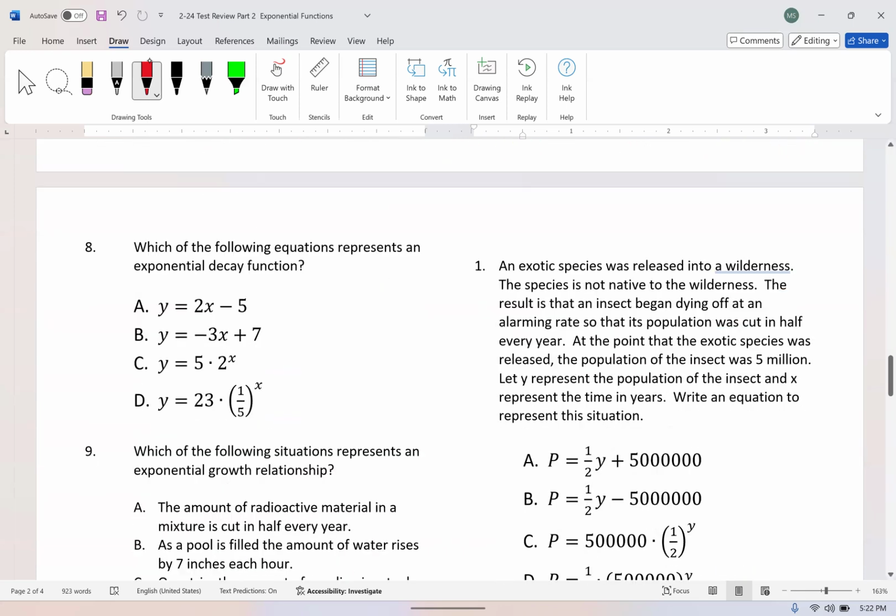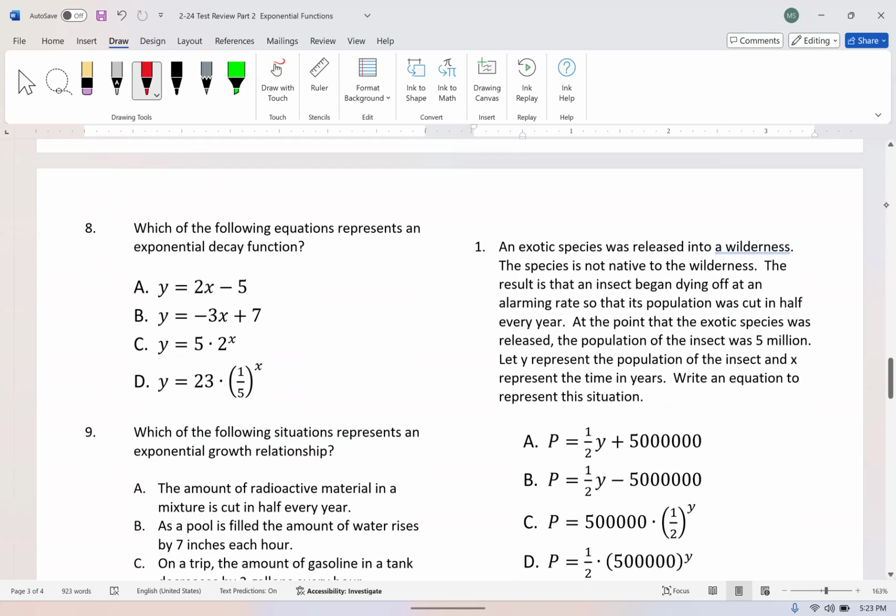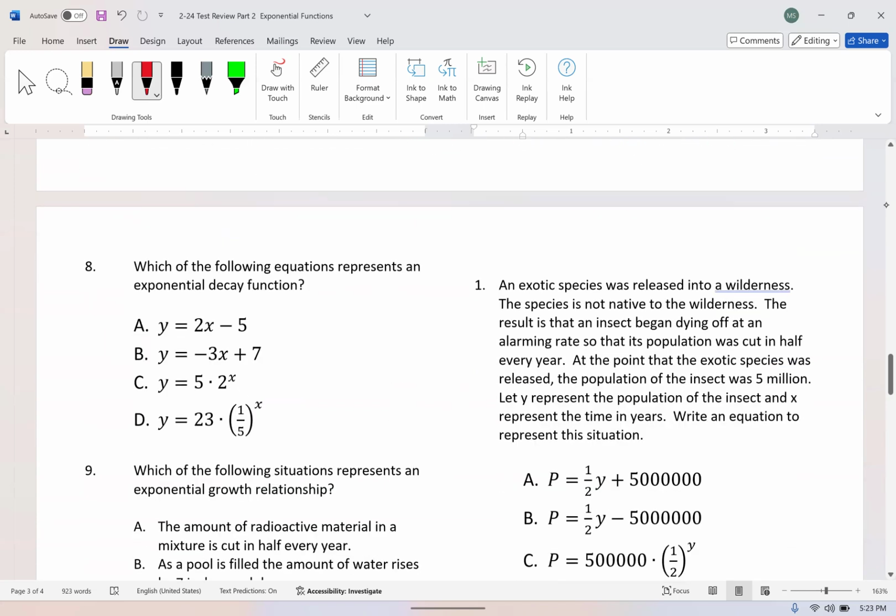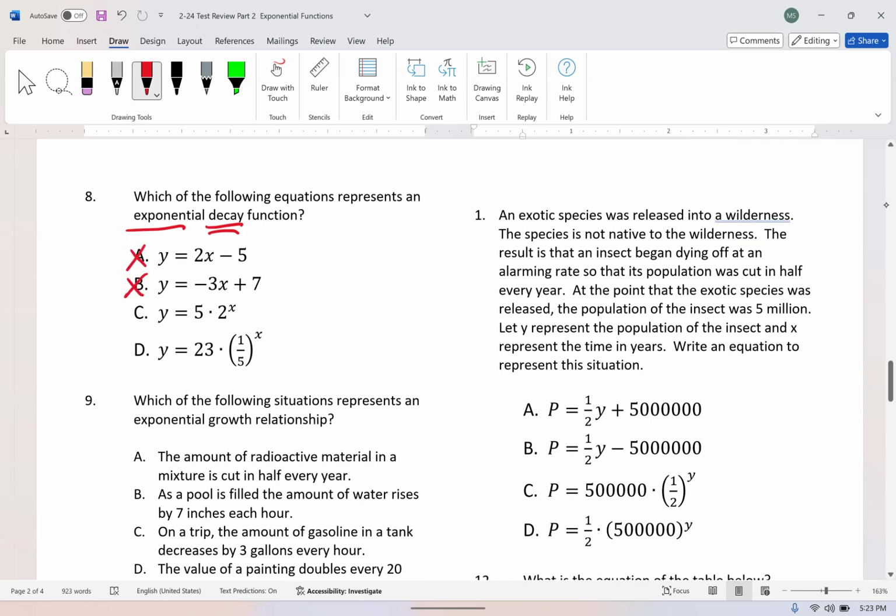All right, let's take a look at number 8, which of the following again represents exponential decay now. Exponential and then decay. So A and B are not correct because those are linear, just like in the last example. Now, if I look at C, your multiplier is 2. That's going to be a growth. I need a decay. Multiplier by 1/5, which is, by the way, the same thing as dividing by 5. So D is the correct answer.